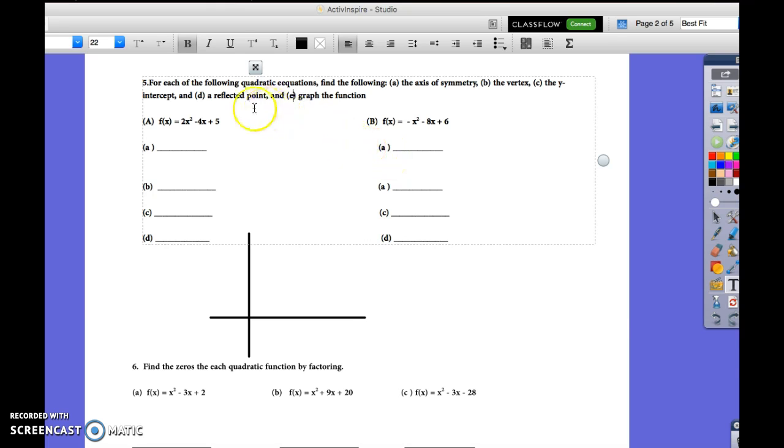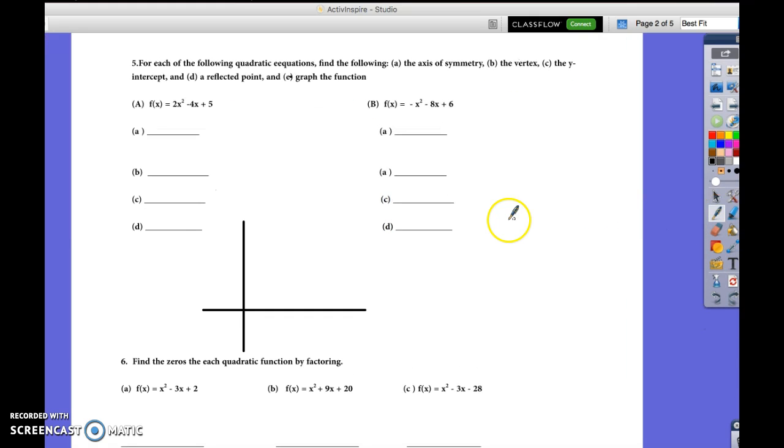Okay, so this is quite a lot to do, but it will deepen your understanding of quadratic functions. First of all, look at this one. F of x equals 2x squared minus 4x plus 5. Can you tell whether or not this opens up or down? Looking at it, the number before the x squared is positive. It's a positive 2, so it opens up. So already we have an idea which way it's going to go, up. So let's go ahead and take it by bite-sized pieces.